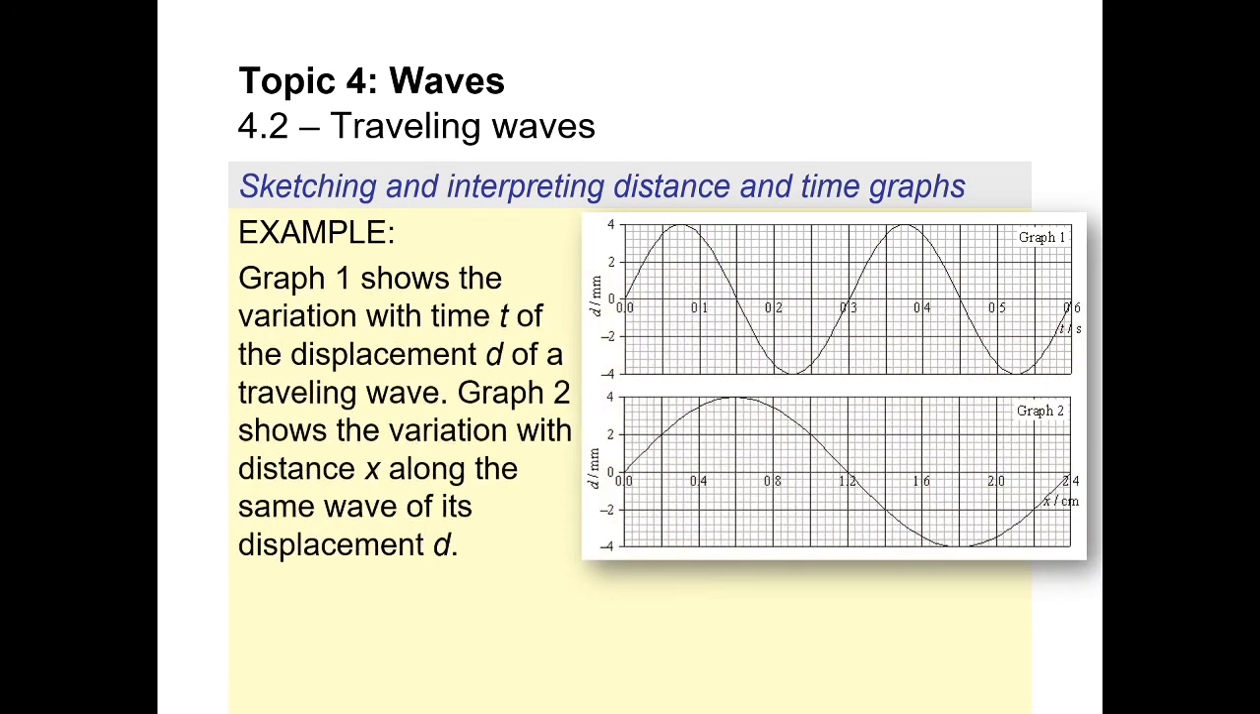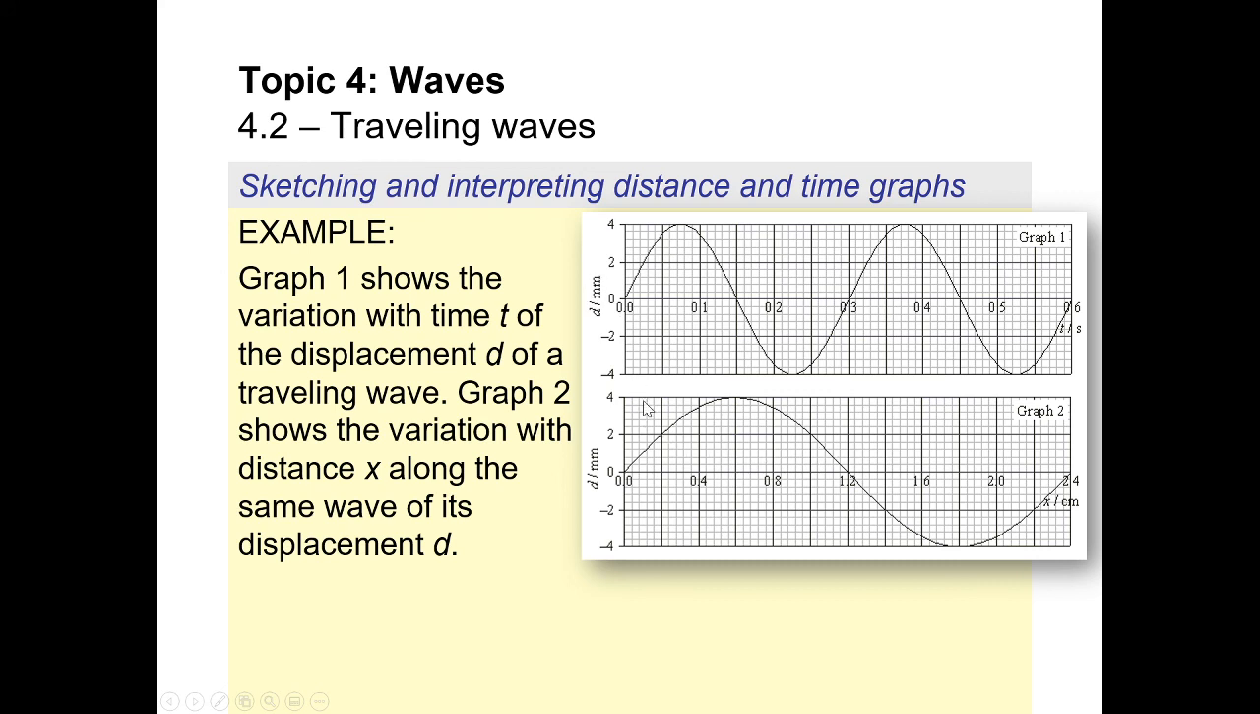All right, so now we're going to be looking at distance and time graphs. The graph on top, graph 1, is a distance versus time graph. Pay attention to the units, please, each and every time, because they will change. Time is measured in seconds. The distance is measured in millimeters, okay, so not meters. We're going to have to convert that.